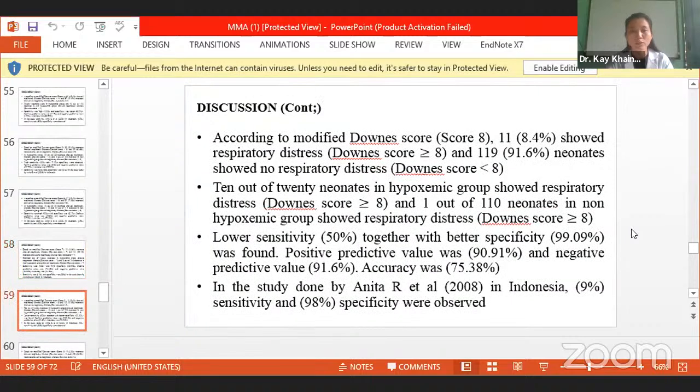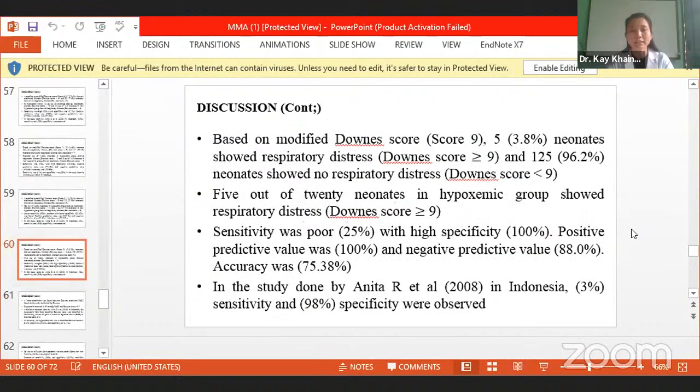Based on score 8, lower sensitivity 50% together with better specificity 99.09%. Positive predictive value was 90.91% and negative predictive value was 91.6%. Accuracy was 75.38%. In the original study, 9% sensitivity and 98% specificity were observed.